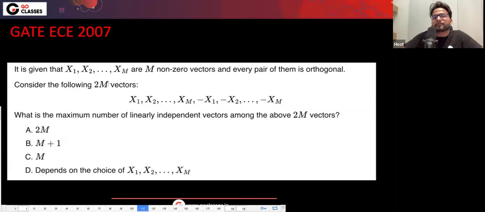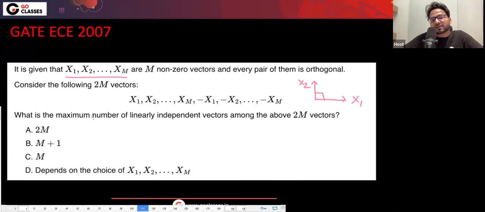They are saying it is given that x1, x2, ..., xm are m non-zero vectors and every pair of them is orthogonal. Orthogonal means perpendicular, which means they have a 90-degree angle. The x1 vector and x2 vector have a 90-degree angle. Similarly, x3 vector has a 90-degree angle with x1, x2 and so on. Obviously I cannot draw m-dimensional space here, so I'm just telling you with two vectors, but all of them are perpendicular to each other.